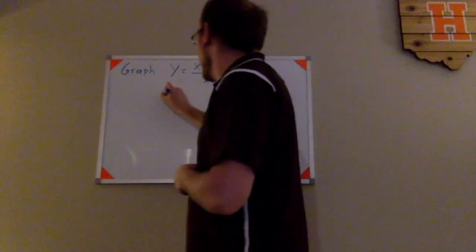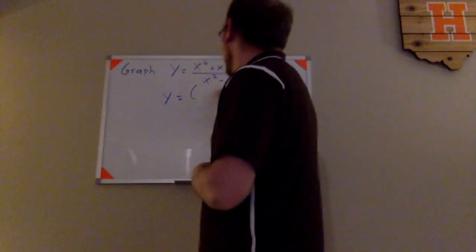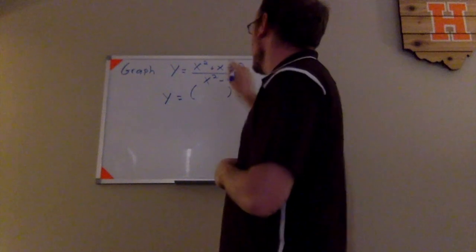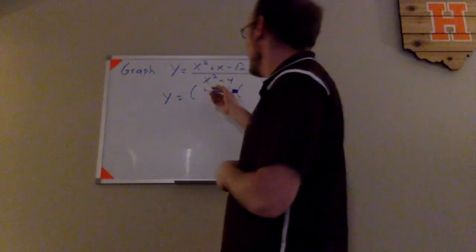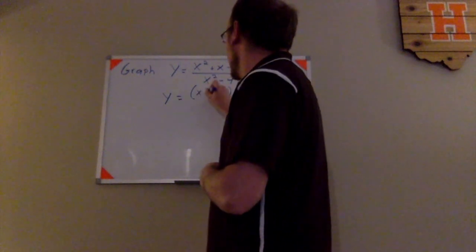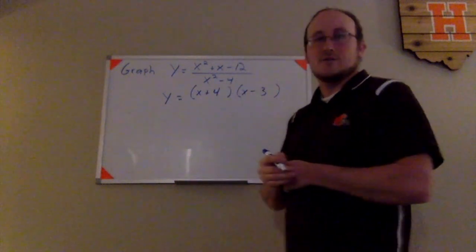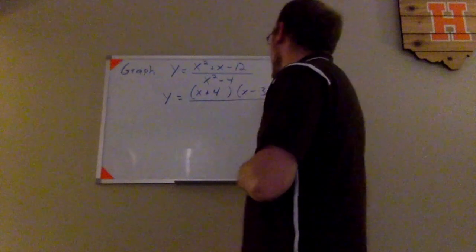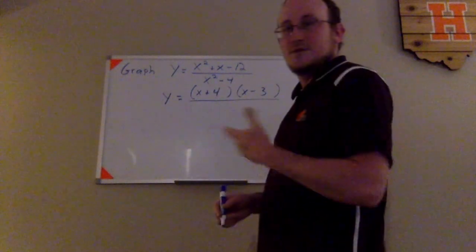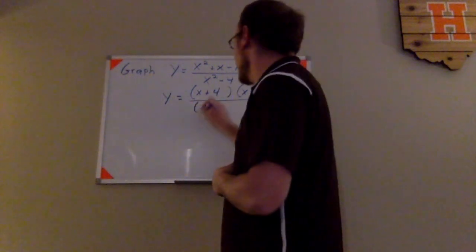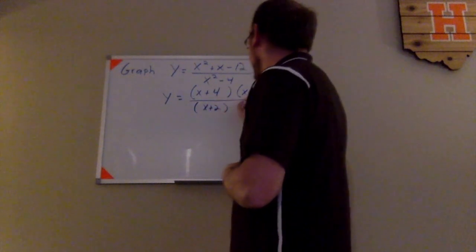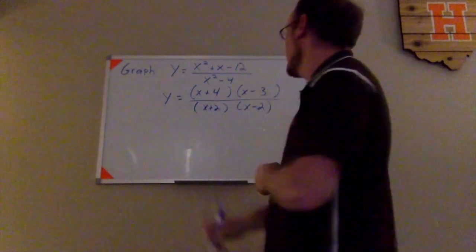To do that, we will end up with y equals our numerator right here. I need numbers that multiply to negative 12 and add up to 1. That would be positive 4 and negative 3. So x plus 4, x minus 3. And in my denominator, I recognize that as a difference of squares. X squared minus 4 should factor as x plus 2, x minus 2.